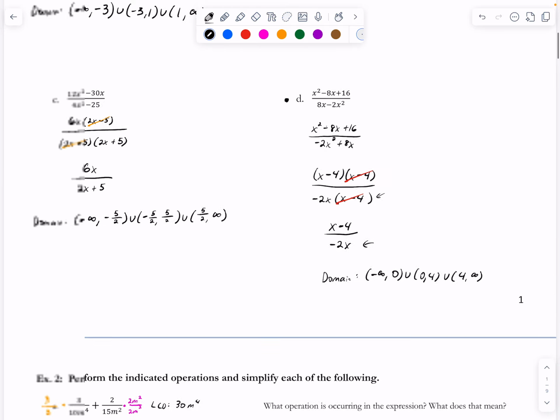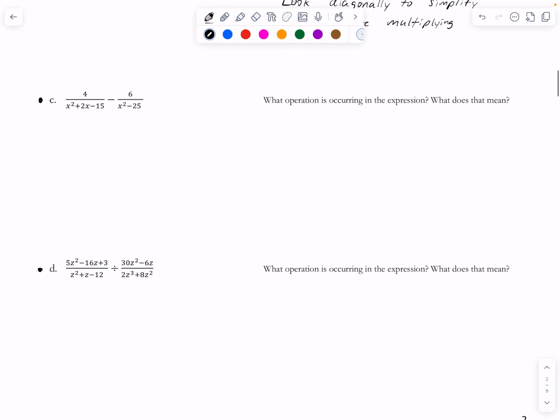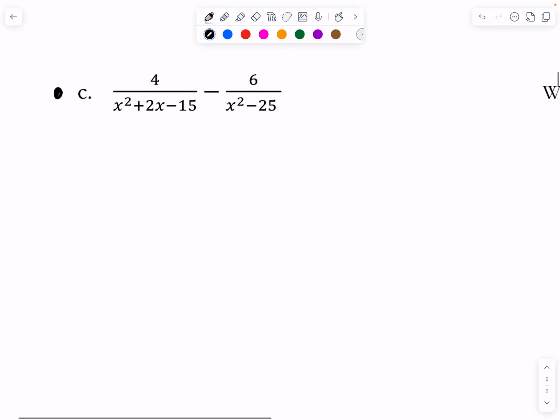Okay, now let's change it up just a little bit. All right, so now we're going to get into some operations. So I'm going to do C first and then letter D. So with subtraction, like we did in those 10 minutes after we took our last test to make sure you guys remembered how to add, subtract, multiply, and divide fractions from middle school, we need a common denominator.